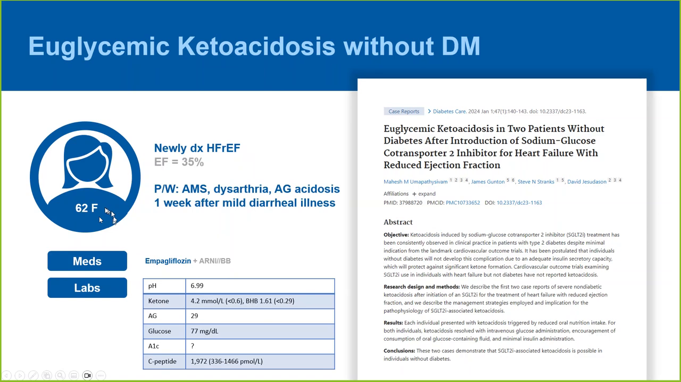The second case is a 62-year-old woman who just had newly diagnosed heart failure with reduced ejection fraction with an EF of 35%. And she came in with altered mental status and a severe anion gap acidosis 1 week after a diarrheal illness. And when she showed up, her pH was 6.9. She had ketones in the blood. She had an elevated anion gap. Her glucose, once again, was just in the 70s. They didn't report her A1C, but once again, they tried to demonstrate that she was making lots of endogenous insulin because they measured her C-peptide, which was pretty elevated.